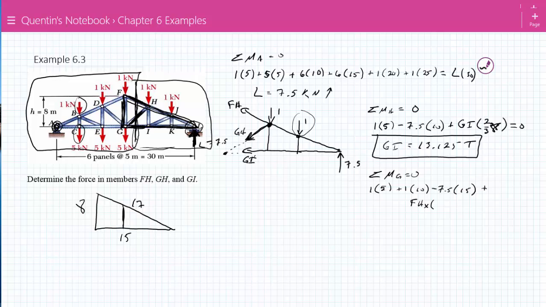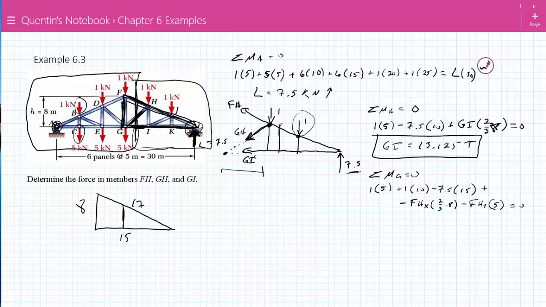FH in the x direction times this height right here, right? The x times this height. What is that height? Well, we just figured out it's 2/3 of 8, so I'm just going to write it again, 2/3 of 8. Now, did I give it the right sign? This needs to be a negative because it's going in the same direction as this one right here. And then the y is also going to be minus FH in y, times this distance, which is 5. Okay, and this is equal to 0.